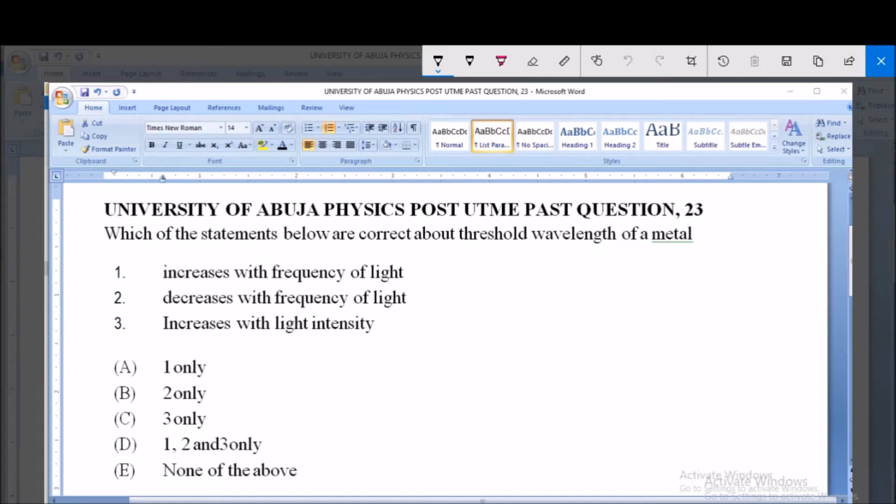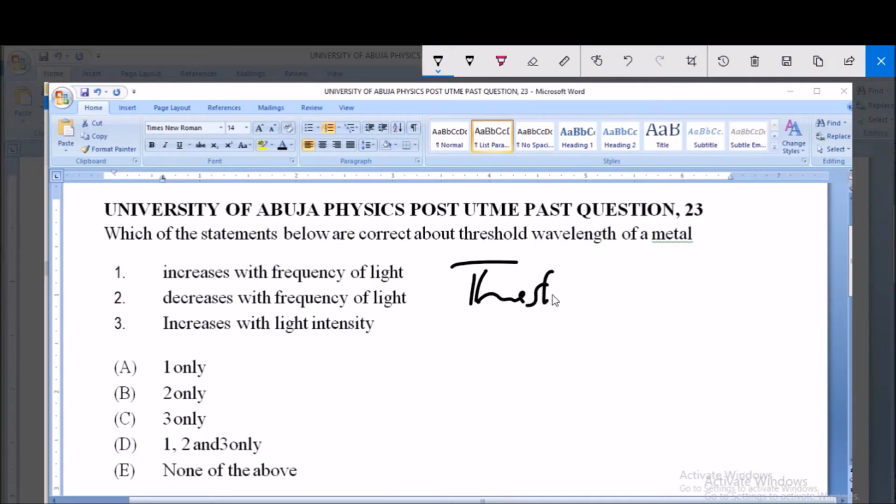Number 1, increases with frequency of light. 2, decreases with frequency of light. And 3, increases with light intensity. A says 1 only, B 2 only, C 3 only, D 1, 2 and 3 only, and E none of the above. Now, which of the following are correct about the threshold wavelength?